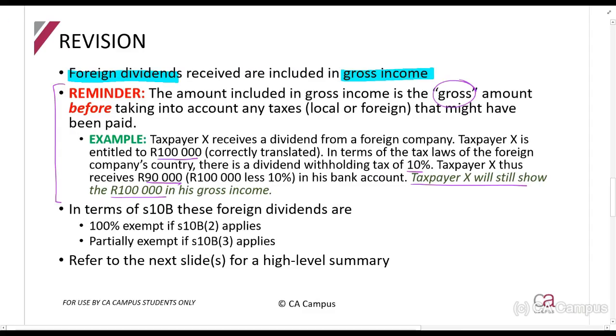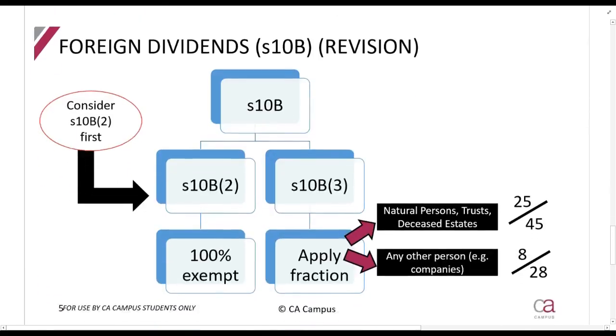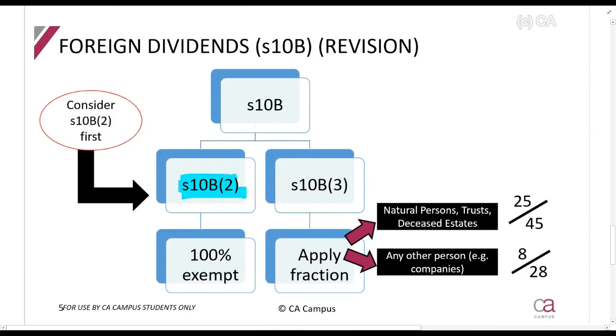Then we have the exemptions for foreign dividends in section 10B. Now there are two types. It's either 100% exempt or it's partially exempt. And this is just a revision for you. Remember, if section 10B2 applies, it'll be 100% exempt.